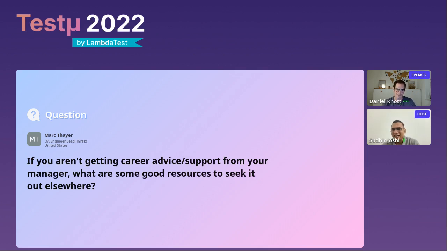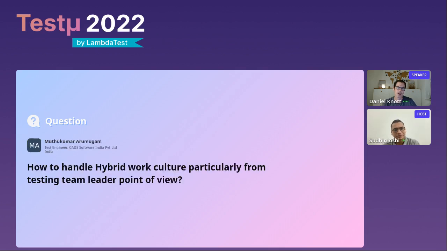So yeah. Next question we have from Muthukumar is how to handle hybrid work culture, especially from a testing team leader's point of view. Well, it's hard to ask a question back. Hybrid work culture? Now I get it. It's this pandemic thingy. Working on site in the office or being remote. Yeah, that's really a tough one, right?